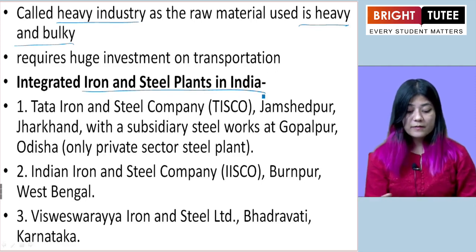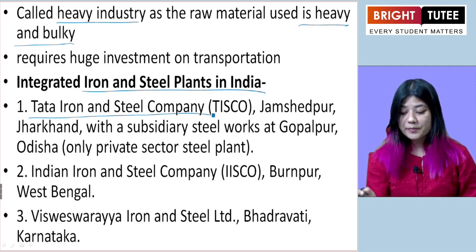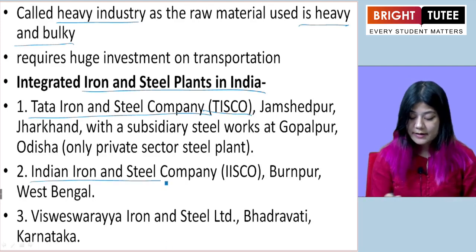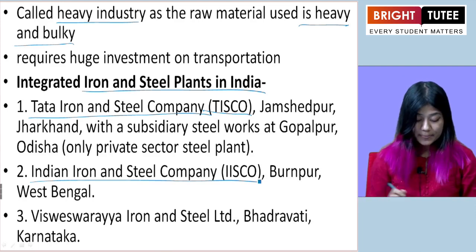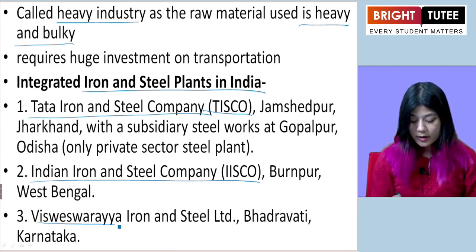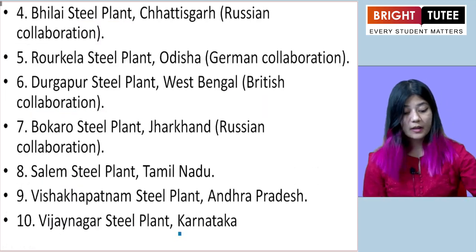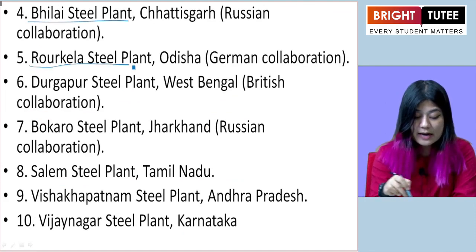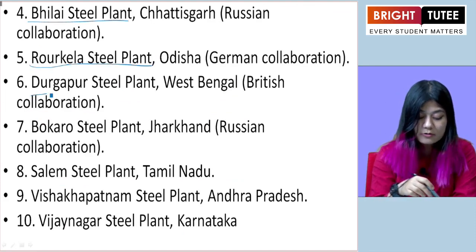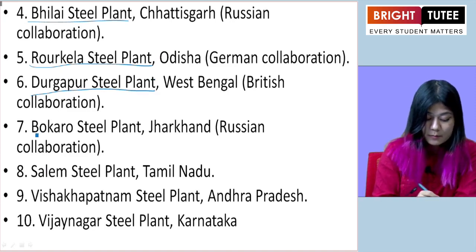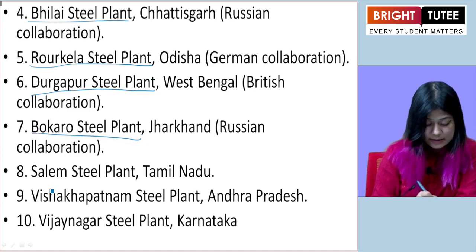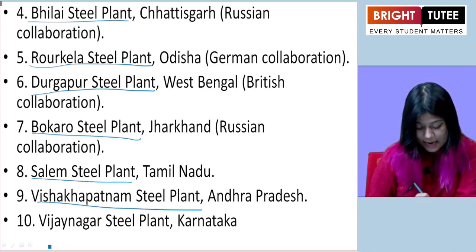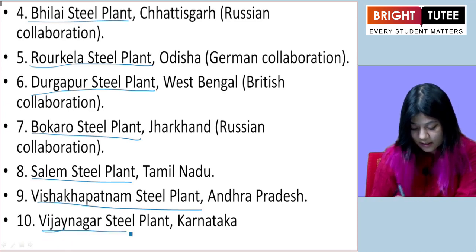Now we look at some of the iron and steel plants in India. The first one is Tata Iron and Steel Company, or TISCO. The second one is Indian Iron and Steel Company, IISCO. The third one is Visvesvaraya Iron and Steel Company. The fourth one is Bhilai Steel Plant. Fifth, Rourkela Steel Plant. Sixth, Durgapur Steel Plant. Seventh, Bokaro Steel Plant. Eighth, Salem Steel Plant. Ninth, Vishakhapatnam Steel Plant. And tenth, Vijayanagar Steel Plant.